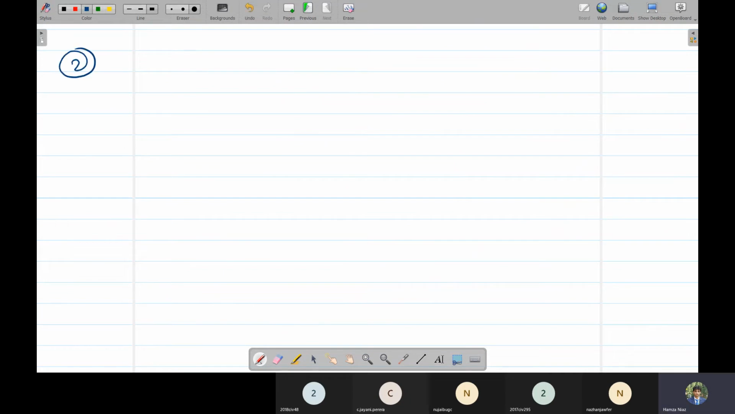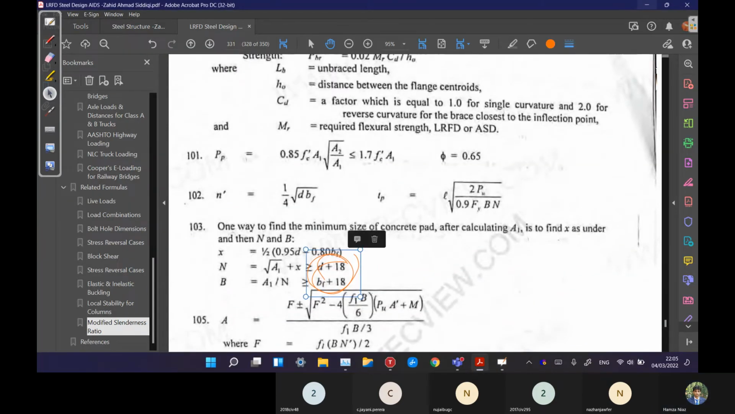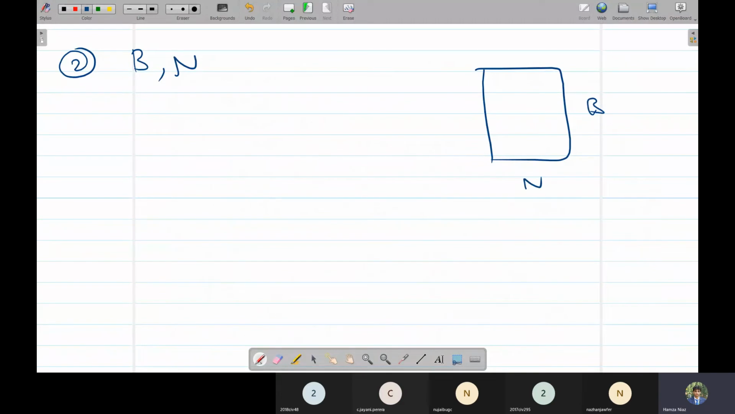After calculating the area, we have to find its dimensions B and N. This is a base plate, this is B, N is this. We have to find these values B and N. If it is said that we have to use a square base plate, then simply B would be equal to N because it is a square base plate. That would be the square root of A. The square root of A would give you B and N, and round it up to a multiple of 10.